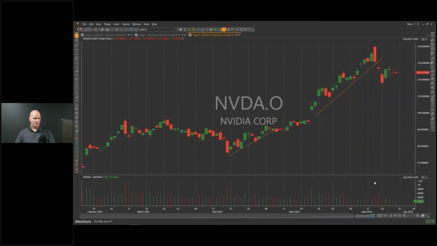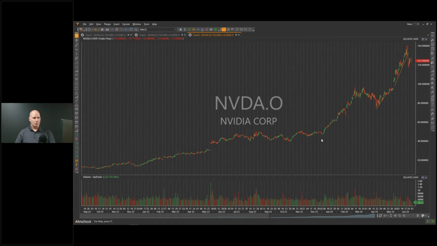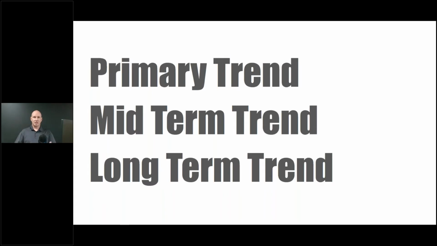If I were to go back to NVIDIA here and scroll back in time, what is the pervasive trend there? It's very bullish, right? So that's one aspect of it. We want to look at that primary trend. What's happening? We also want to look at the midterm trend, so a little bit shorter time frame. What's that midterm trend? And then our long-term trend.